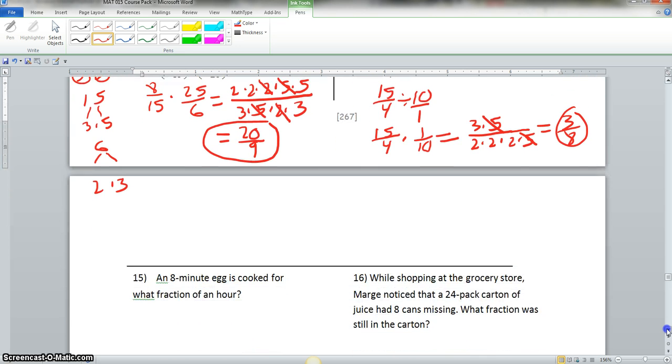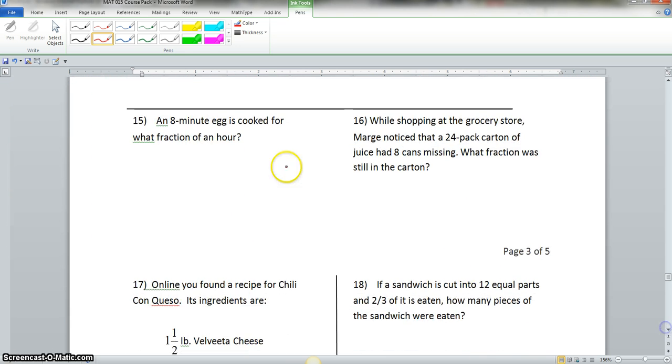Now we scroll down here to number 15. It says an 8-minute egg is cooked for what fraction of an hour? First of all, we know it's 60 minutes in an hour. So it'll be 8 over 60. Now on the previous page, we did do the prime factorization of 8, which gave us 3 2's. But we didn't do the prime factorization of 60, so let's take care of that now.